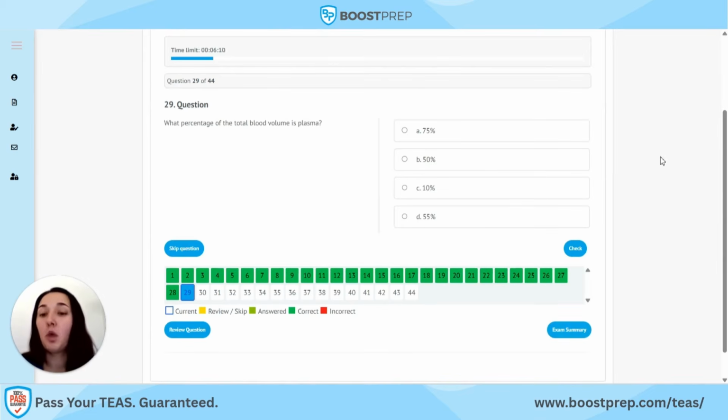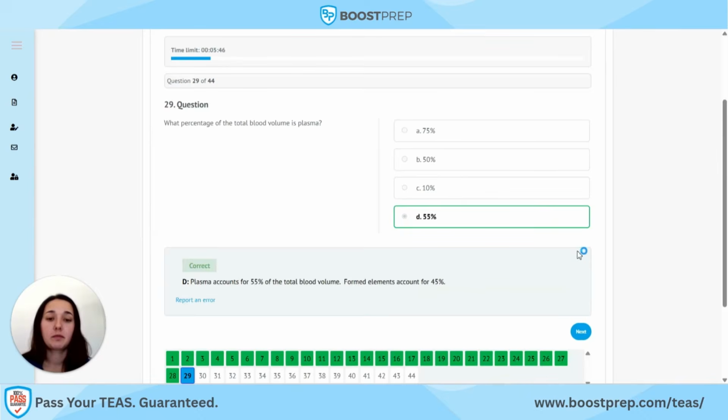Question 29. What percentage of the total blood volume is plasma? A, 75%, B, 50%, C, 10%, D, 55%. Plasma accounts for 55% of the total blood volume. Formed elements account for about 45%.